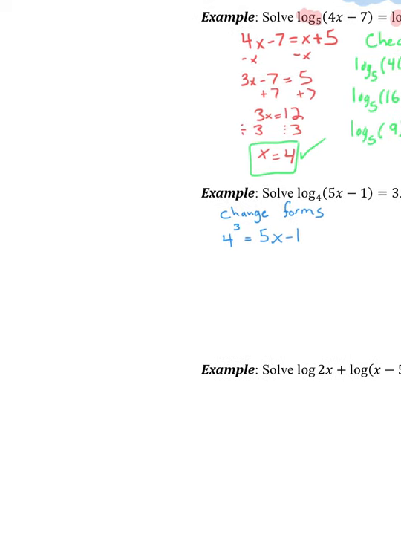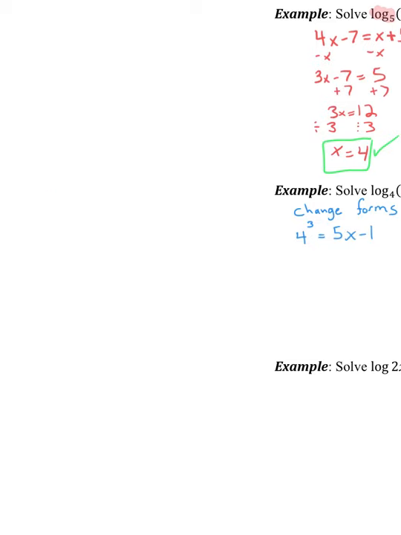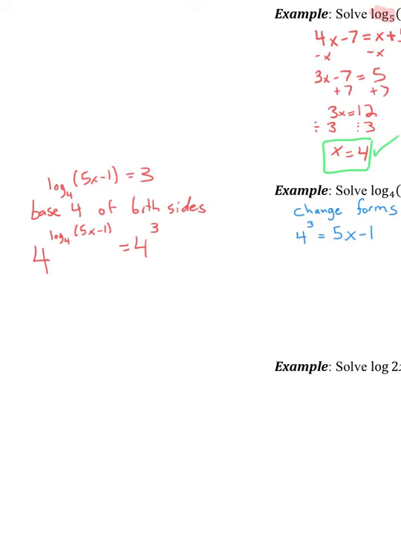The other way we could do this: the equation was log base 4 of 5x minus 1 equals 3. What we could do is take base 4 of both sides. And what that means is we put a base 4 and we raise everything to an exponent. Like this. It looks pretty scary, but it's not too bad. It's 4 to the log base 4. I chose base 4 because the logarithm already had a base 4. That's why I wanted to do base 4 here on both sides.